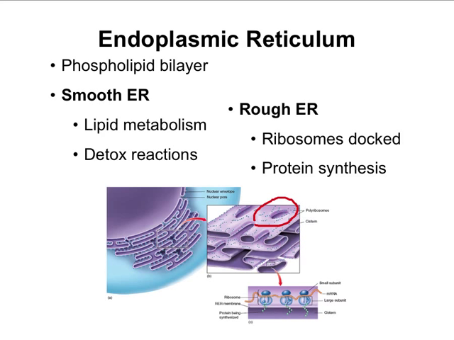So that's rough endoplasmic reticulum. And because it's got ribosomes all over it, it's involved in protein synthesis, specifically synthesis of proteins that will be exported from the cell. Now, the smooth endoplasmic reticulum is involved in lipid metabolism and detoxification reactions. So, for example, cells of the liver have an immense amount of smooth endoplasmic reticulum, because the liver is the organ that's involved in most detoxification.